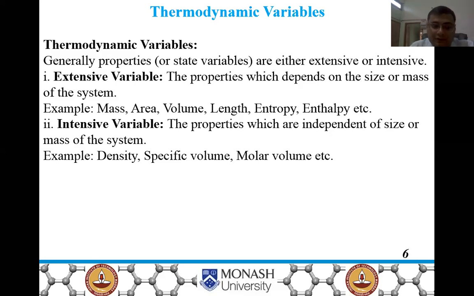So what do we mean by intensive variable? When the parameter is independent of mass, then it is called intensive. To remember, intensive means independent of mass, and extensive is dependent on mass. For example, extensive variables are mass, area, volume, length, entropy, and enthalpy.